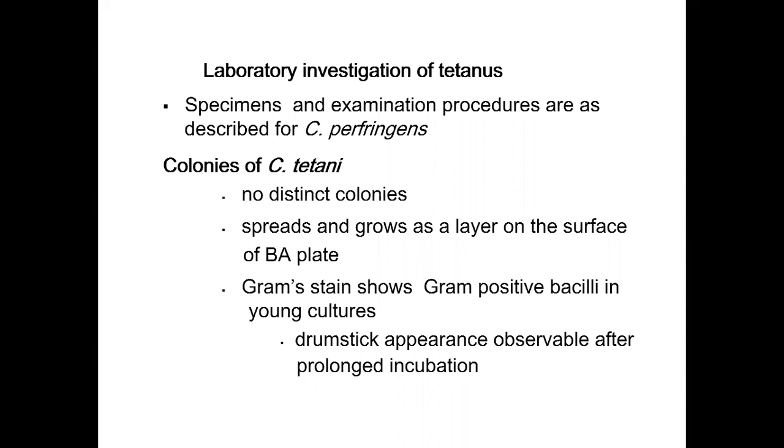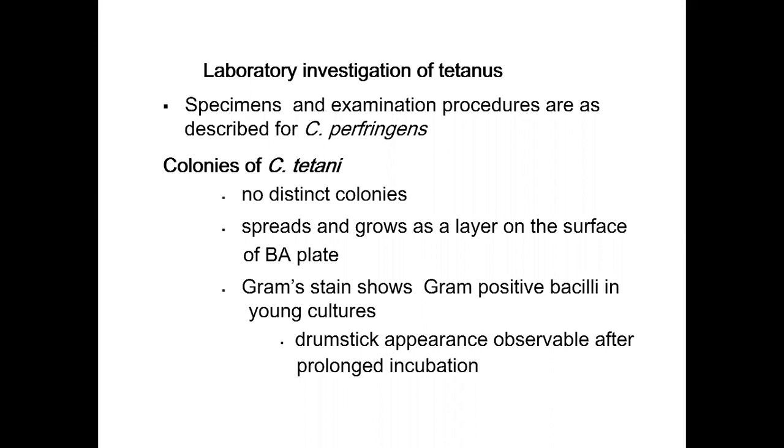So the growth eventually occurs on blood agar, but it is not seen like those of Clostridium perfringens. There are no distinct colonies formed. And this is due to its ability to move around. It's flagellated and motile and moves all over the surface of the blood agar. So the growth is described as a spreading one. One calls it swarming. It spreads and grows as a layer on the surface of the plate.